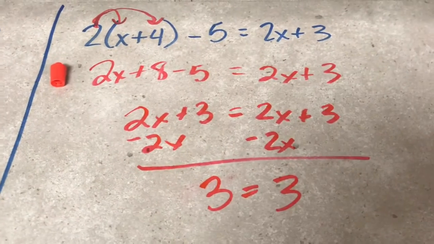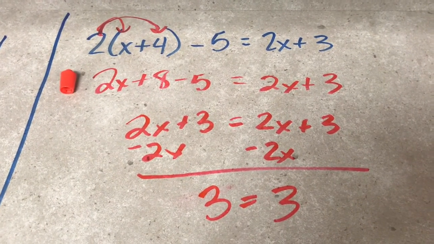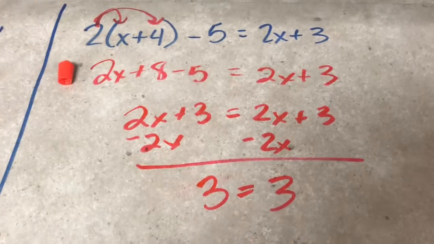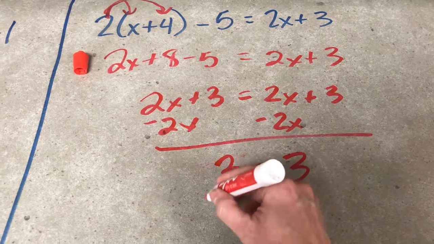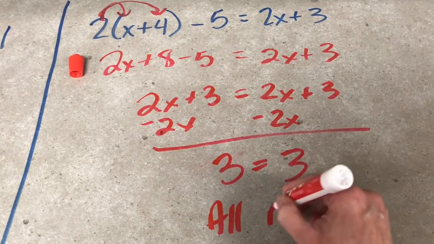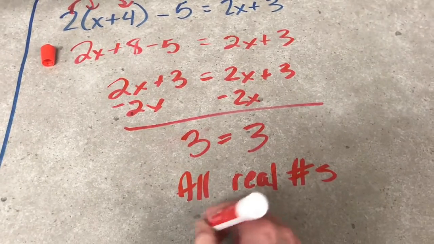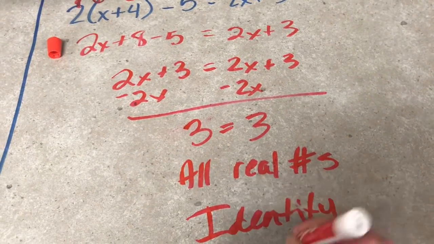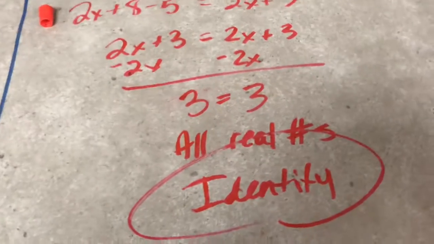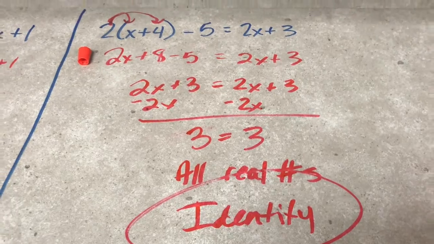And since that is true, that means any number that you plug in for x will make this true. It'll be the same on both sides. Okay, so you could say many solutions or all solutions, or you can say all real numbers, or this is also called identity. Whoops, my circle was poor. But either all real numbers or identity.